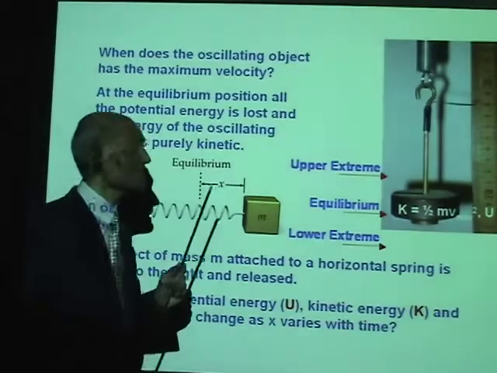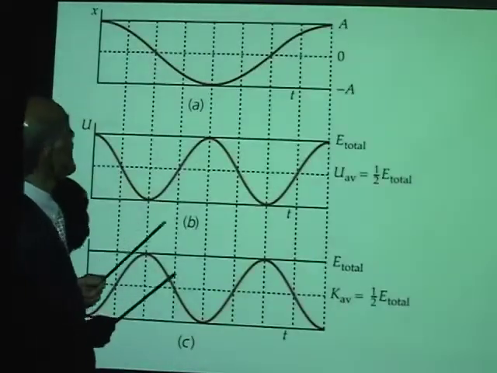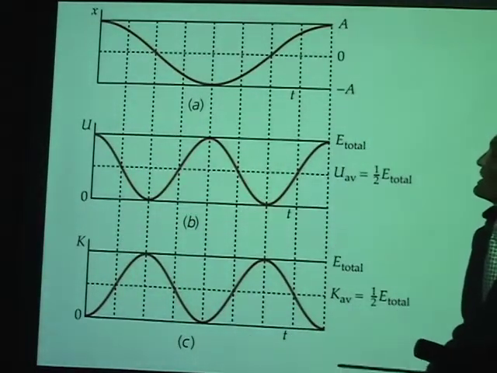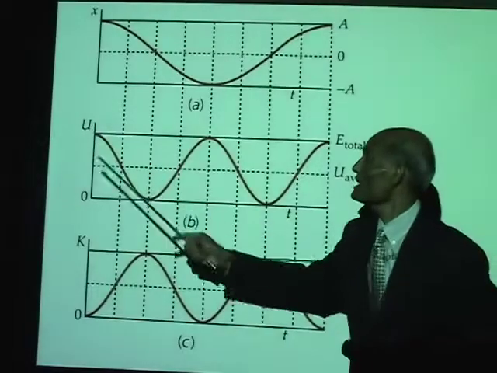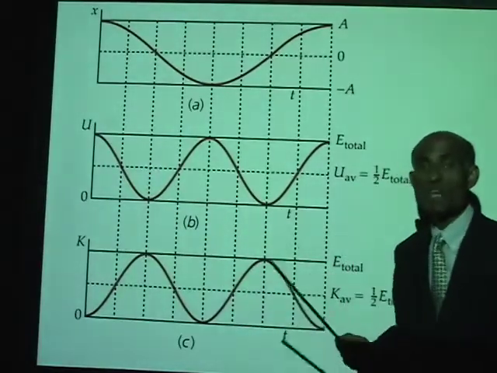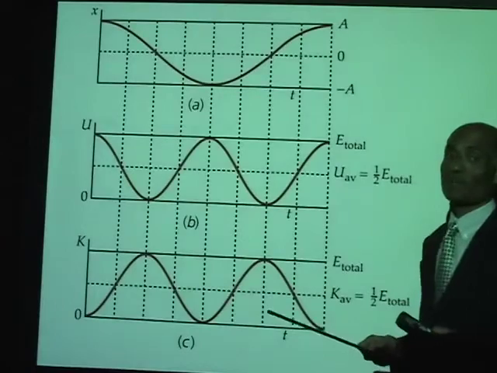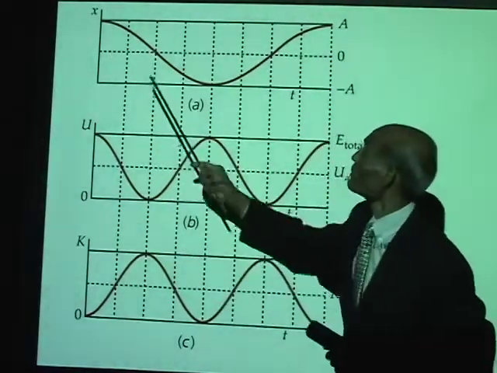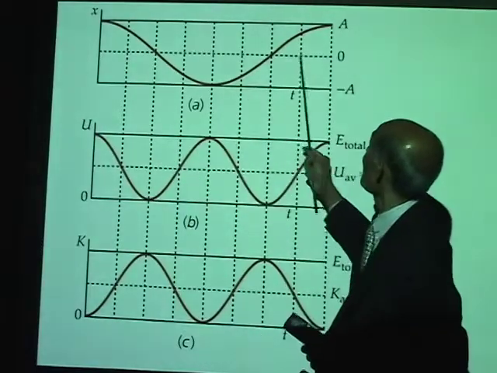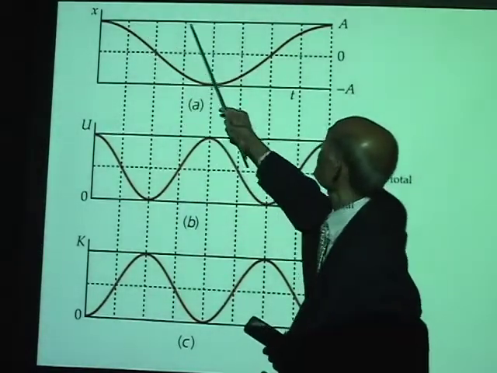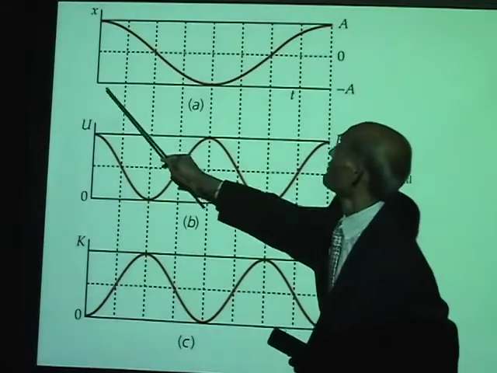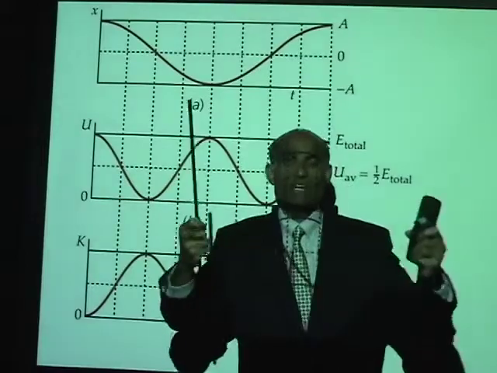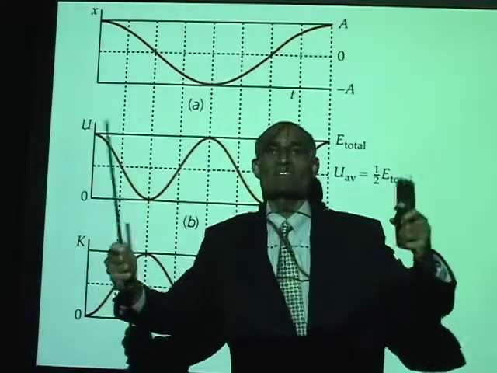There is no kinetic energy. Well, look at this diagram. Here I have a diagram of how the potential energy and the kinetic energy change with time. Well, that is x, the displacement. You can see this is x equal to 0. The maximum displacement is a, and the minimum displacement is negative a. That means the object oscillates between positive a and negative a.